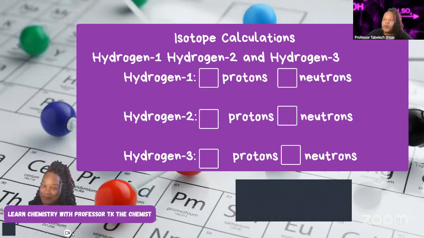Okay, so for this next example right here, we've got the isotope calculations for hydrogen 1, hydrogen 2, and hydrogen 3. Now, of course, you would need access to your periodic table, but this is where I'm going to let you guys actually do this on your own, okay?